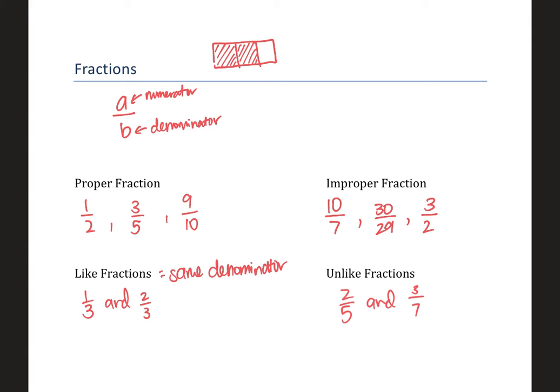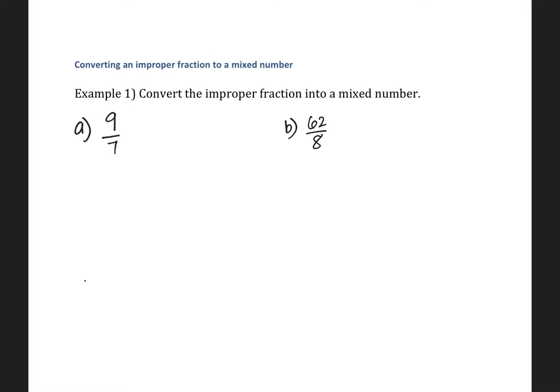It's important to note that any whole number can actually be written as a fraction, and that's by just putting it over 1. So for example, if we have the number 2, it's the same as 2/1. So in some cases, it may be useful to represent a number as a fraction, and this is how you'll do it, by just placing it over 1. And that's how you'll represent a whole number as a fraction.